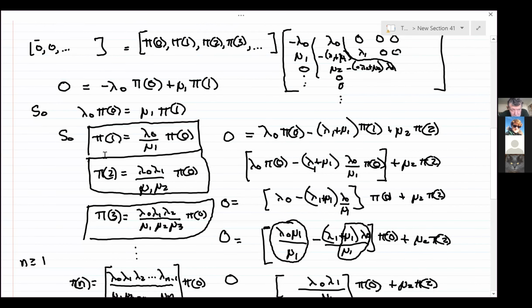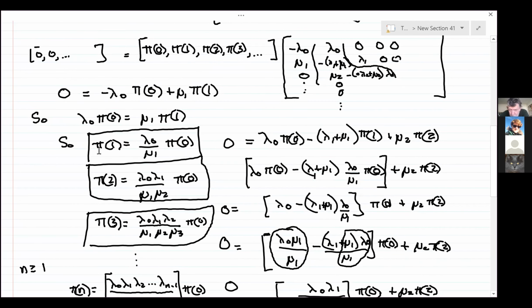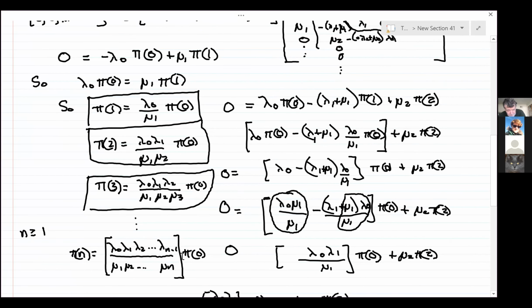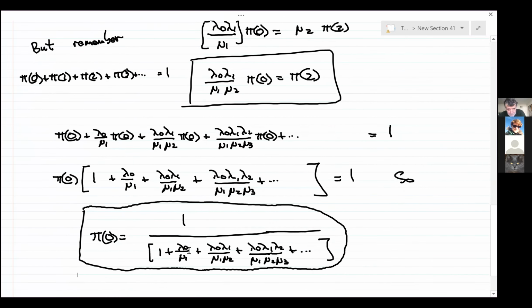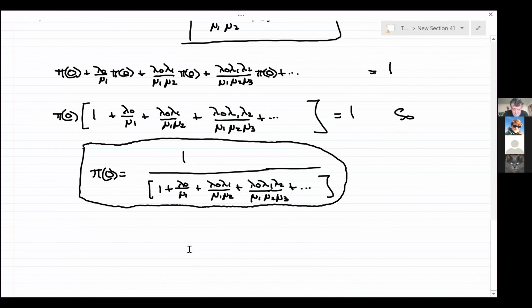Pi 1 is just pi 0 times this quantity. Yeah, pi 1 is lambda 0 over mu 1 times pi 0. Pi 2 is this times that. So in general, what should pi n be? Pi n, well, it should be this. And now we know what pi 0 is. So what is the final conclusion? Final conclusion is this is pi 0, but we know a little more.